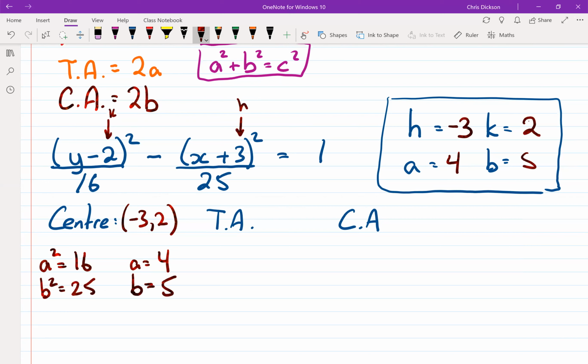Okay, so how long is my transverse axis? Well, the transverse axis is always equal to 2A. So 2 times 4 would be 8. And the conjugate axis is always equal to 2B. So the conjugate axis would be 10. And you can notice here that the conjugate axis is actually longer than the transverse axis, and that's okay. That's not a problem. It has more to do with which term is positive and which term is negative here.